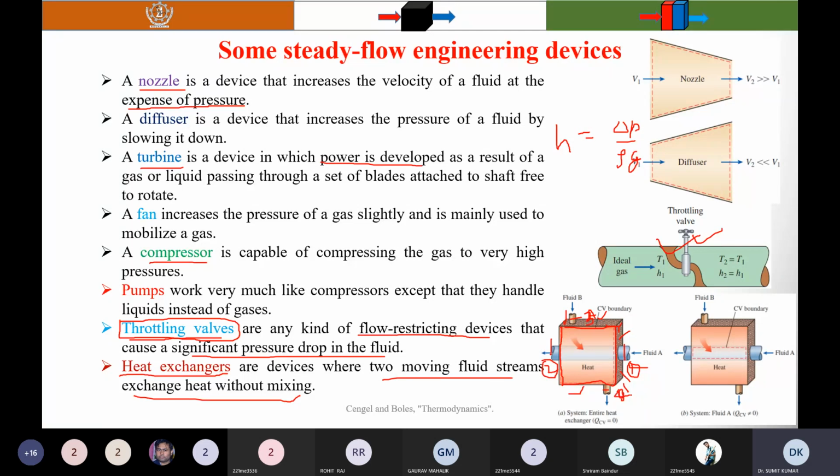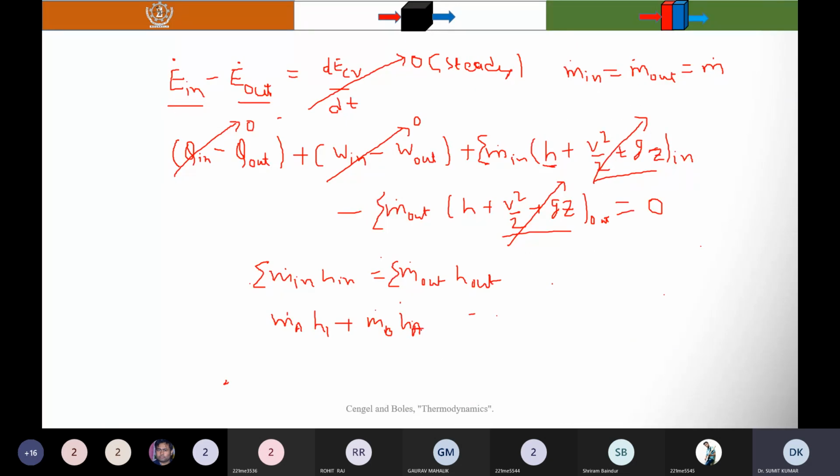So you can consider 3 and 4. Okay, so MB into 3. And for the outlet, how many outlets? There are 2 outlets: MA H2 plus MB H4. Okay, so in this way you will do the energy balance.